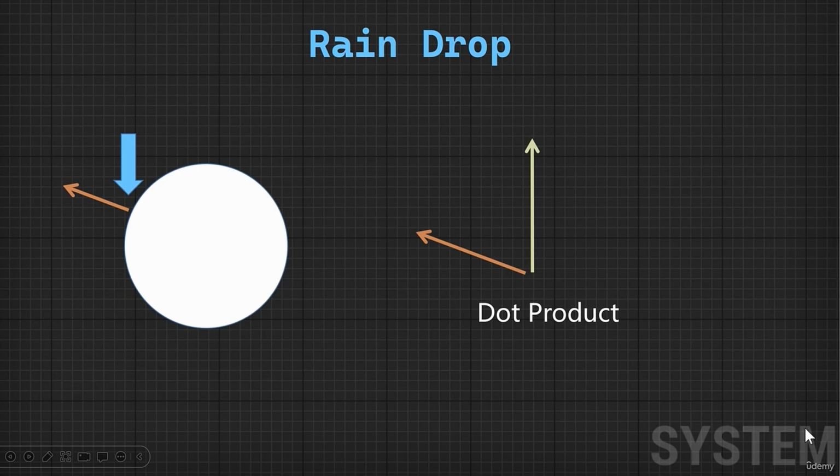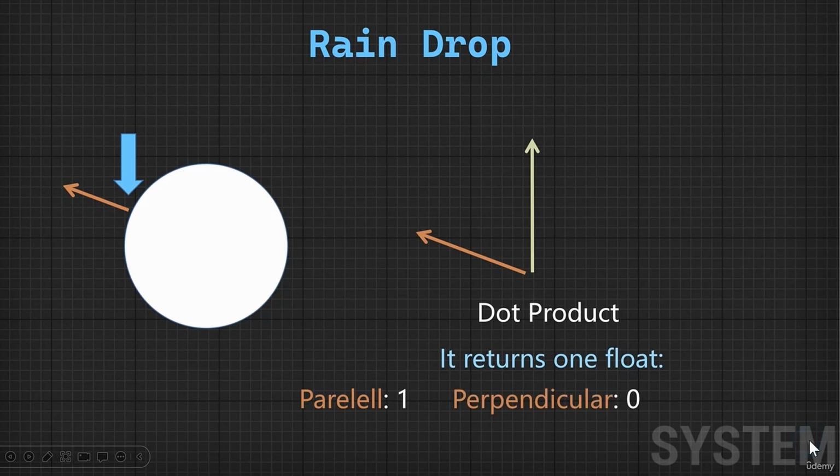So the math behind dot product: when we are comparing 2 vectors, it will return one float. If these 2 vectors are parallel with each other, the result will be 1. If they are perpendicular, the result will be 0. And if they are the exact opposite, the value will be -1. So if I use dot product to compare these 2 vectors now, what's my result going to be? I'm going to pause here for a few seconds, think about the answer.